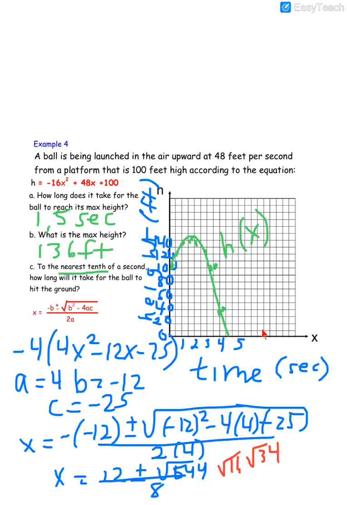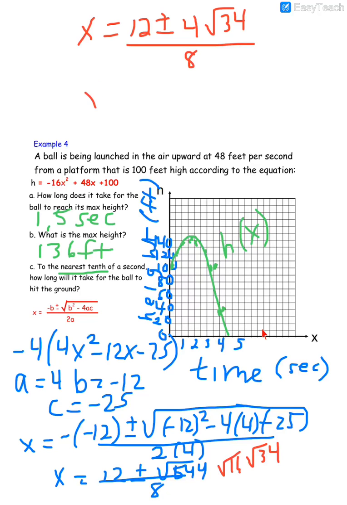I'm going to move up top here because I actually ran out of space. And I have x equals, and I'm going to have 12 plus or minus, and then I'm going to write 4, because that's the square root of 16, rad 34, all over 8. So I can still simplify this because the 12, the 4, and the 8 all have a common factor of 4. So I'm going to write 3 plus or minus, 4 goes in here once, which I'm not going to write, square root of 34, and I'm going to put a 2.